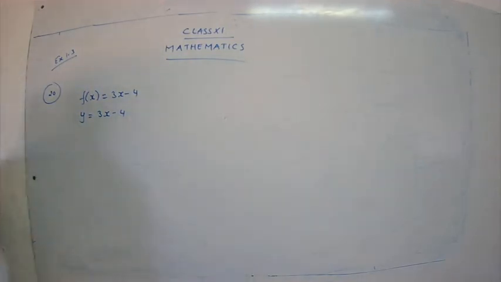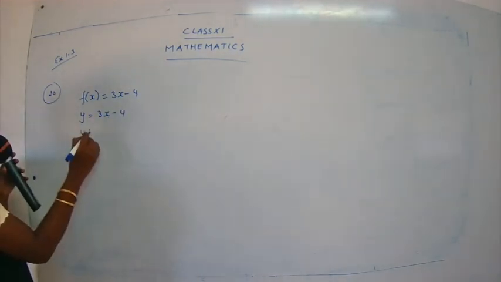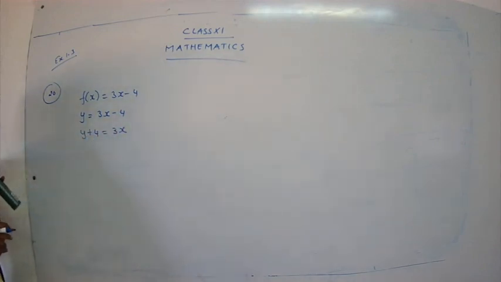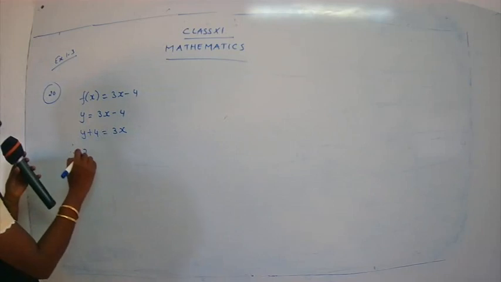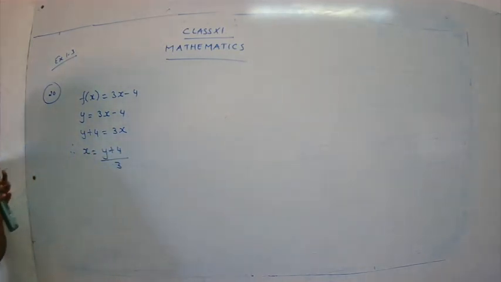Now what is the next step? You are going to write the answer in terms of x. You have the value for y: y is 3x minus 4. Now you have to write it in terms of x. So let's see how to do the conversion. Bring the 4 to the other side, that is, y plus 4 is equal to 3x. Now I want the answer for x. Therefore, x is equal to (y plus 4) upon 3.